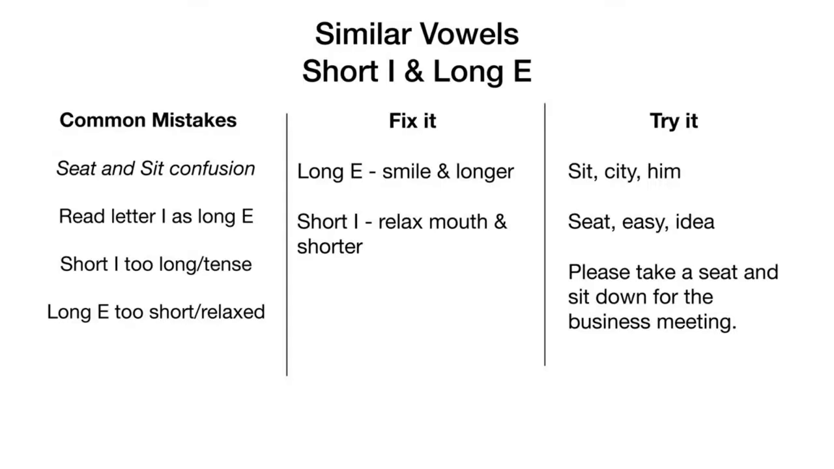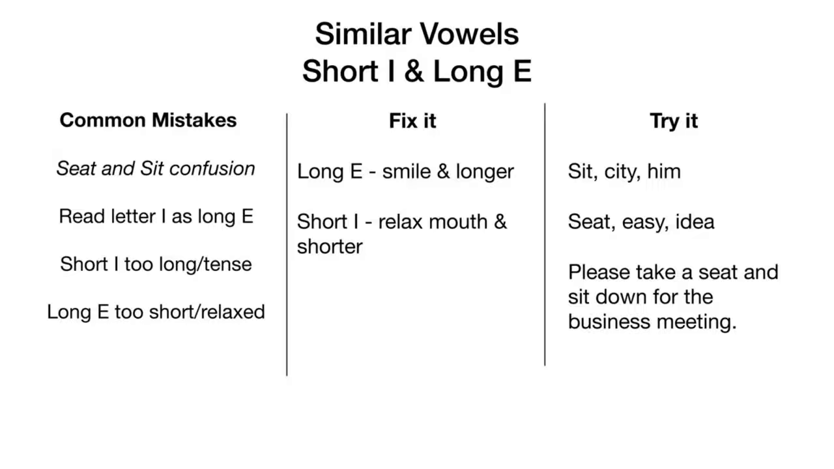So a lot of times students from different language backgrounds, in their language, the short I sound, let me say that again. Many languages write the letter I and pronounce it as a long E. And in English, we do not do that. Another mistake is that the short I is too long and too tense. So I will hear people say things like seet. It's close. It's just a little too long and a little too tense.